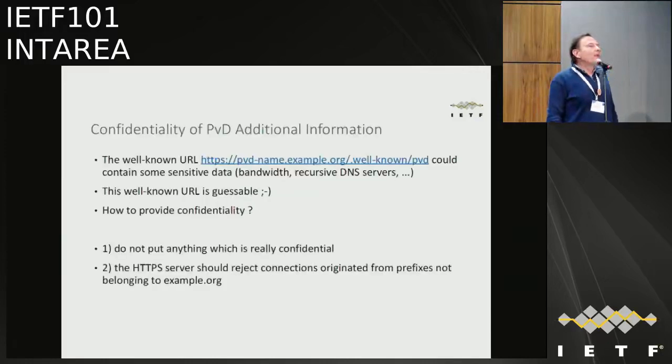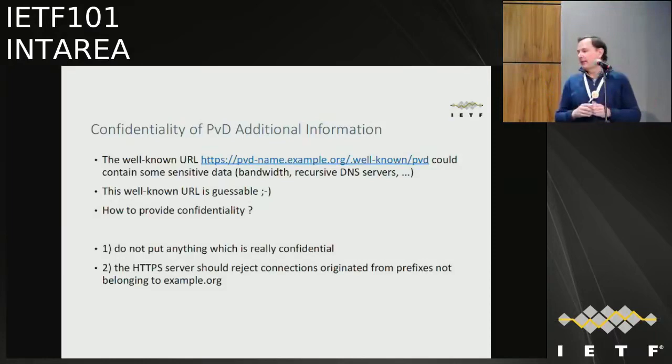So we provide some information in the JSON file, right? And we use a specific well-known URL. So if you know the name of a company, you can most probably guess the fully qualified domain name and guess the URL. It's well-known, right? That's on purpose, so you can download this JSON file from everywhere. So my advice is don't put anything confidential here, right? Because anyone can get access. And you can also restrict access on the web server hosting this JSON file to addresses that belong to you. Working for Cisco, I will accept only requests from prefixes allocated to Cisco, not another company.